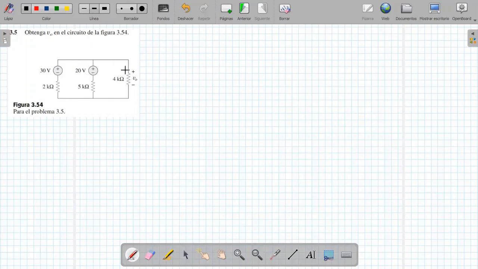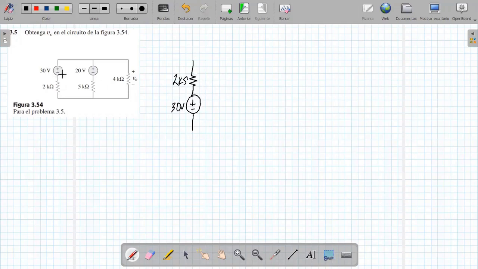I'm going to stop here. I'm going to place it here, and I'm going to draw the resistor, and then the first voltage source here, like this. This resistance is 2 kilo ohms and this is the voltage of 30 volts. The only thing I did was change the position of the voltage source and the resistor.